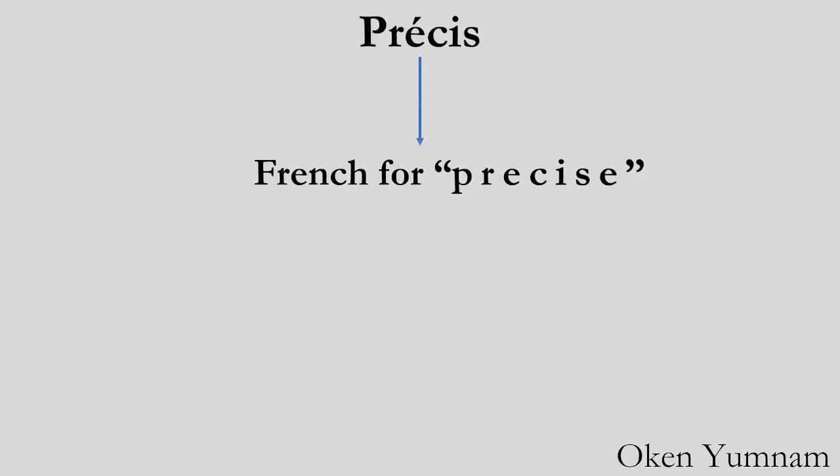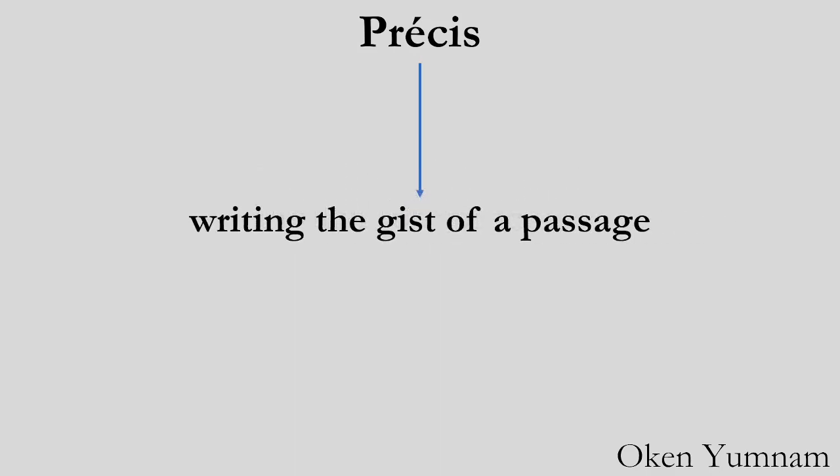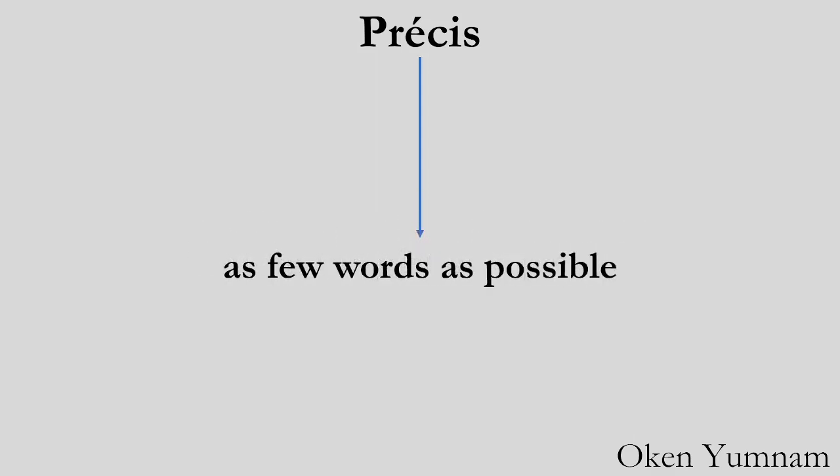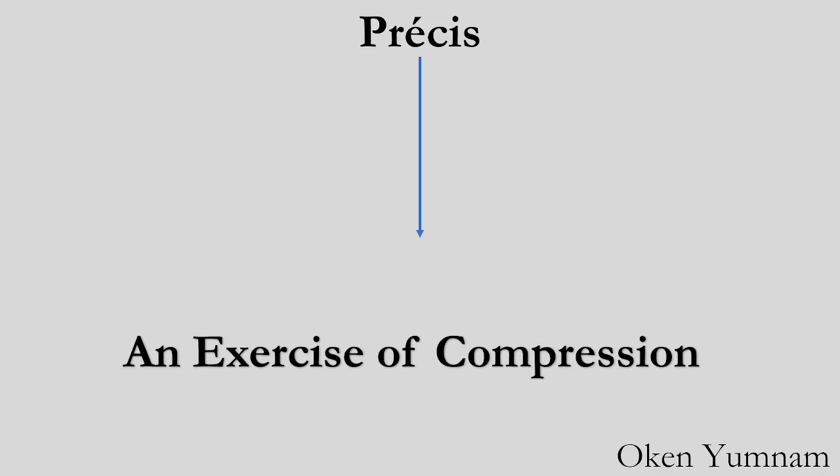First of all, let's talk about Précis. Précis is a French term, the meaning of which in English is precise. Précis is writing the gist of a passage, and we have to write using as few words as possible. In fact, Précis writing is writing a summary, or an exercise of compression.